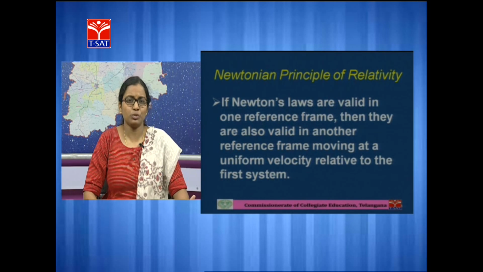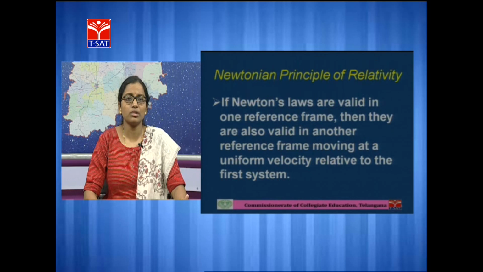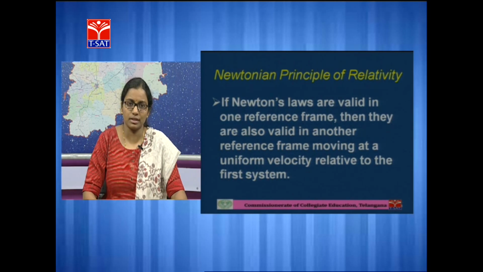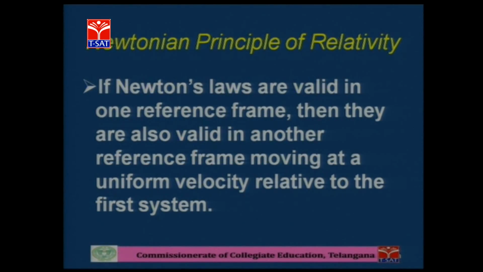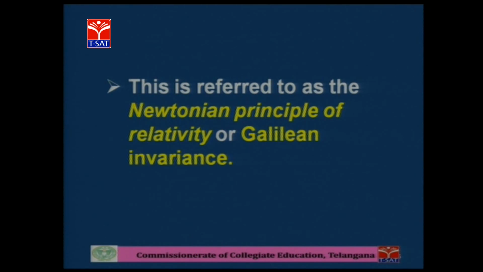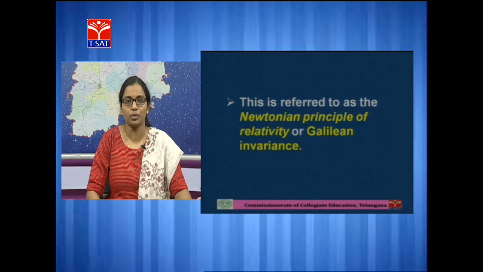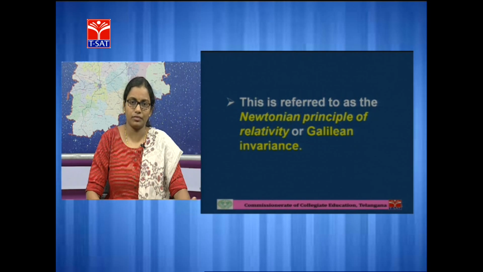Now, what is the Newtonian principle of relativity? If Newton's laws are valid in one reference frame, then they are also valid in another reference frame moving with a uniform velocity relative to the first system. If I take one system, and the other system is moving with a uniform velocity relative to the previous one, then such mechanics can be dealt with in the Newtonian principle of relativity. This is also known as Galilean invariance. According to Galileo, he has given some transformation equations which we will go through in the next slides. If all of Newton's laws are valid in that frame of reference, then it is called Galilean invariance.